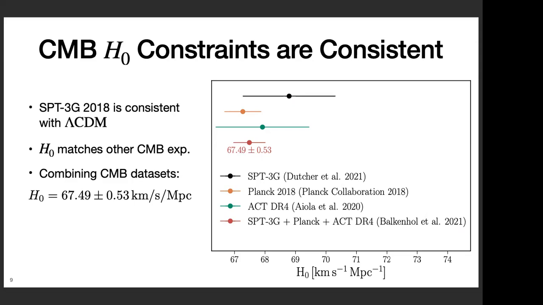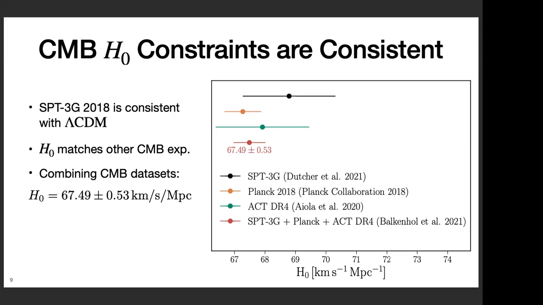Seeing as the data sets are largely independent, we can combine them and obtain a combined constraint without worrying too much about the correlations between them. Doing this, we get the red data point shown here, which is the tightest H0 constraint from the CMB to date, 67.49 plus minus 0.53 kilometers per second per megaparsec.